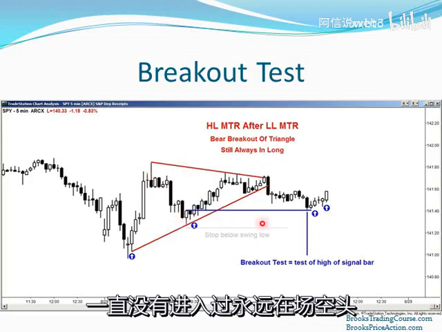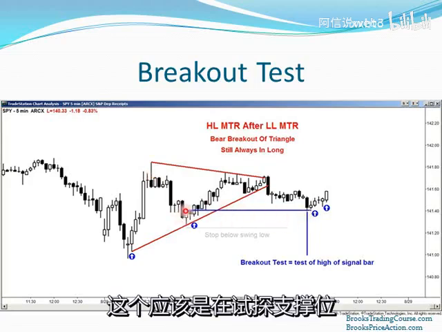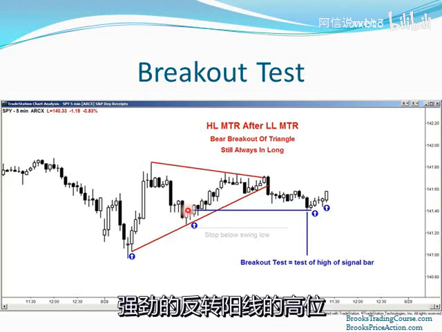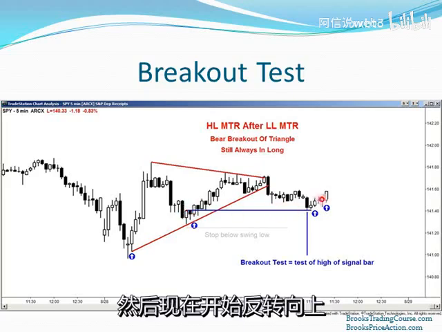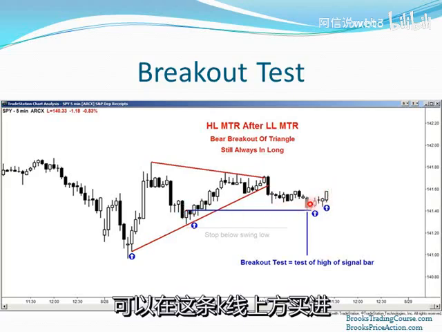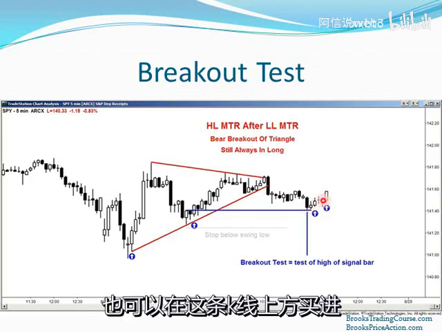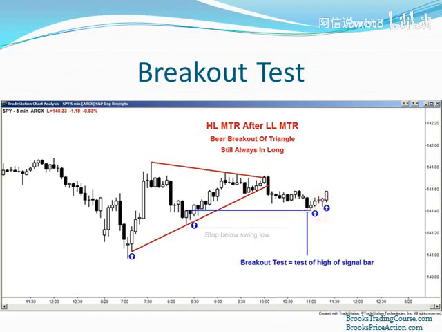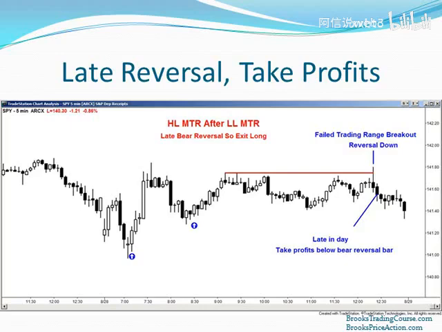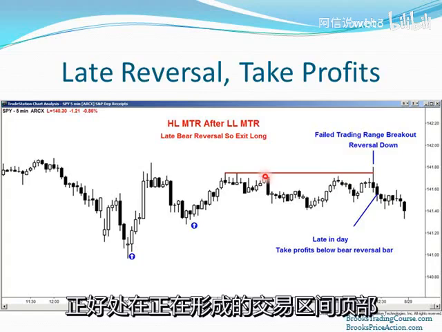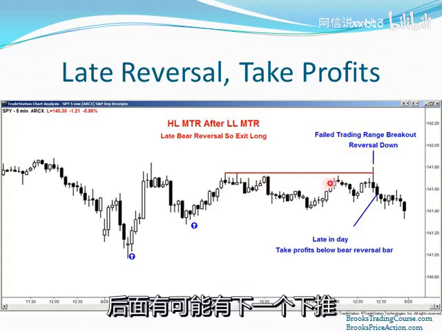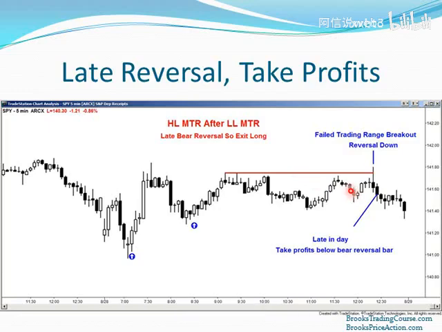We never went short, and it looks like we're testing a support level, the high of this very strong bull reversal bar, and we're turning up. So I would buy above this bar. And look what happened on this leg up. We got a bear reversal bar near the top of the developing trading range. So we may be forming a triangle, and we may get another push down.